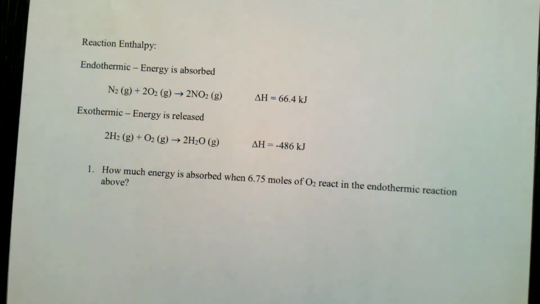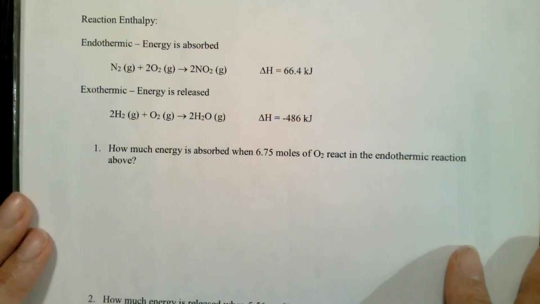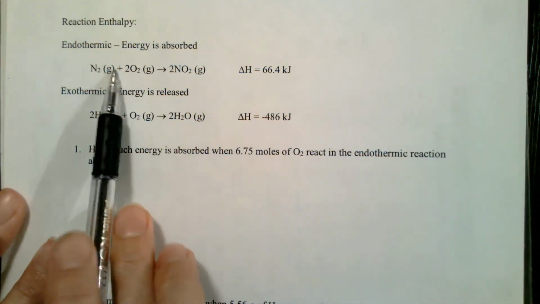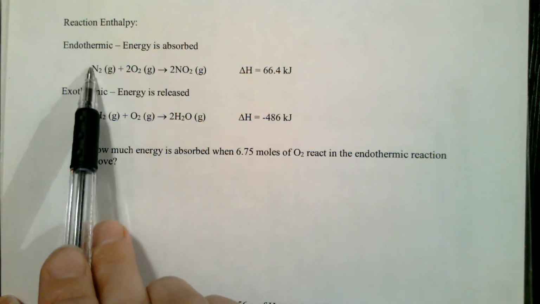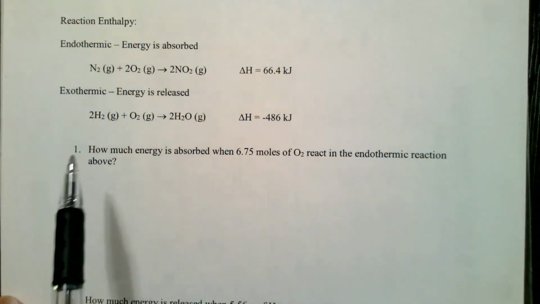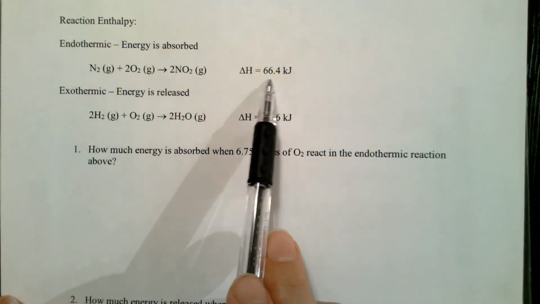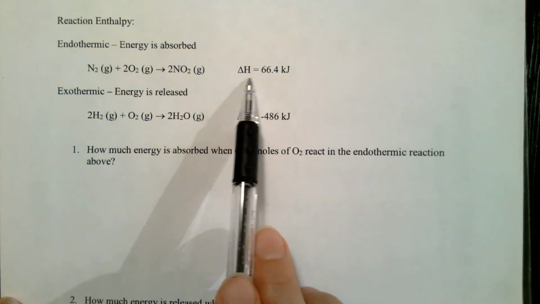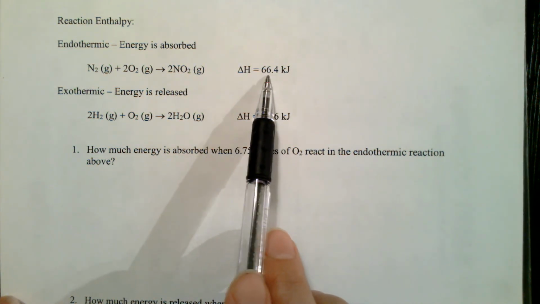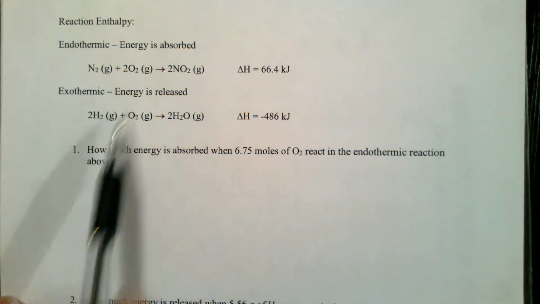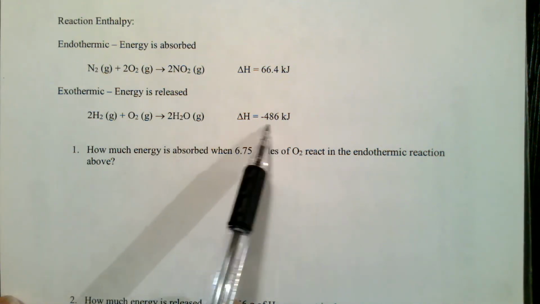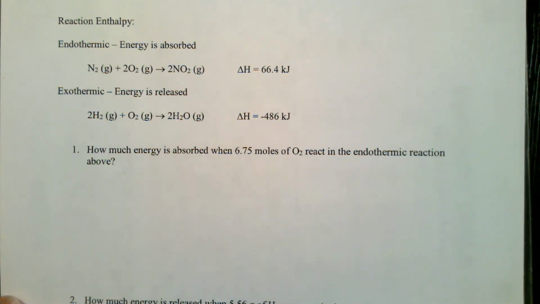Okay, so to finish up chapter 8, we're going to look at energy. Okay, so reaction enthalpy. We just defined this on the first page. We have endothermic, where energy is absorbed, and we see this with a positive delta H. So delta H for this reaction is 66.4 kilojoules. And then we have exothermic, energy is released. So this delta H is negative 486 kilojoules.